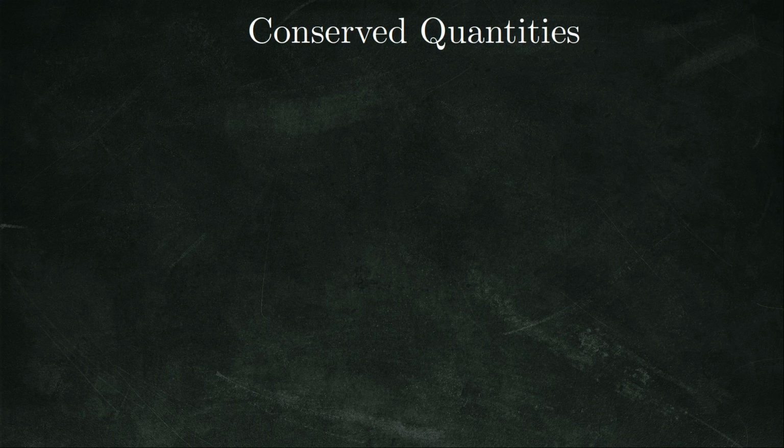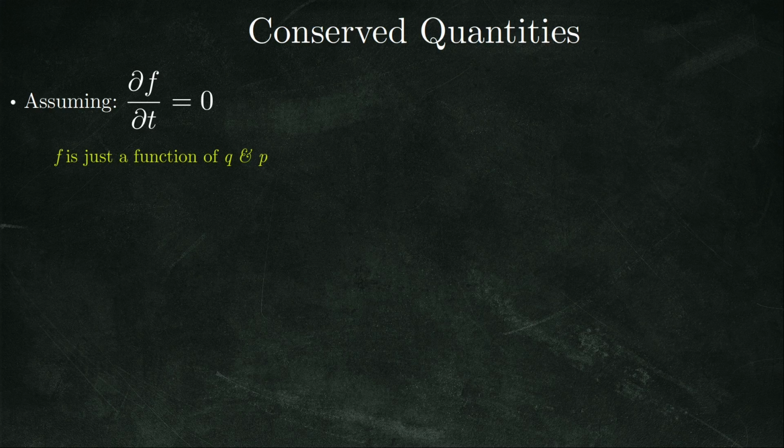We can also use Poisson brackets to calculate conserved quantities, or to work out if a quantity is conserved. So if we have a function, and we assume that it doesn't depend explicitly on time, that is, this f is just a function of q and p, then f being a conserved quantity is equivalent to the Poisson bracket of f and the Hamiltonian being 0.